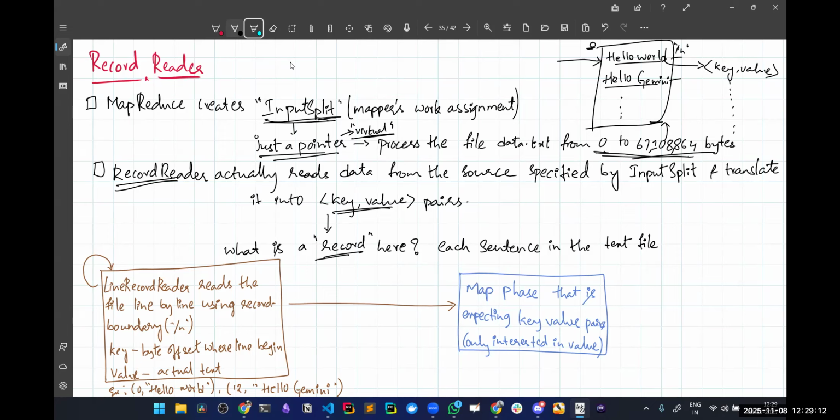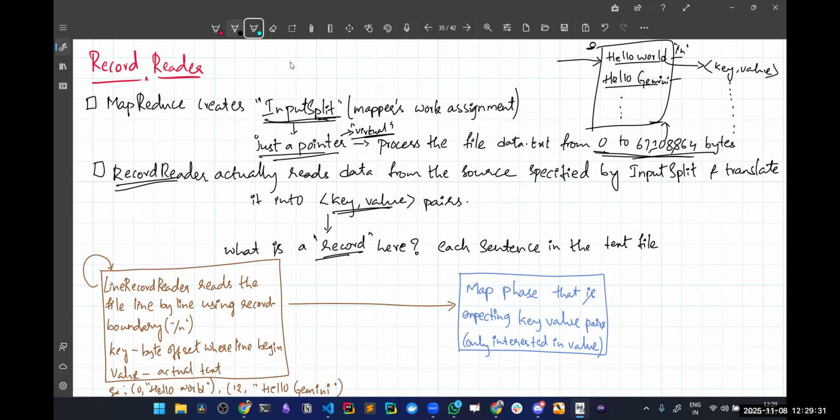Okay, so that is how this particular thing works. This is how the map phase will get the input when it is reading the data from HDFS.